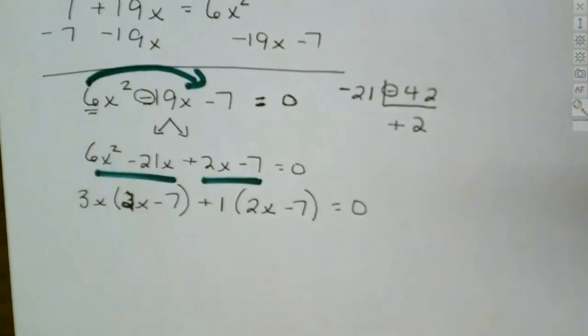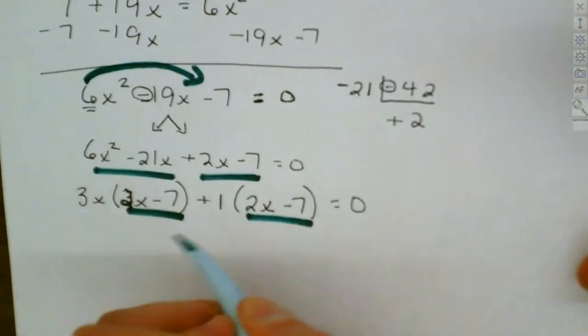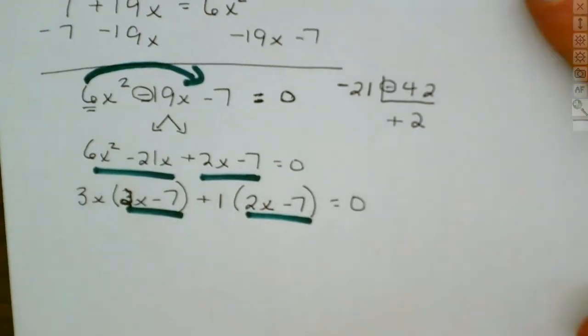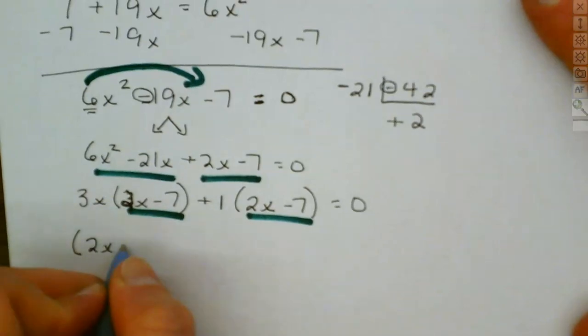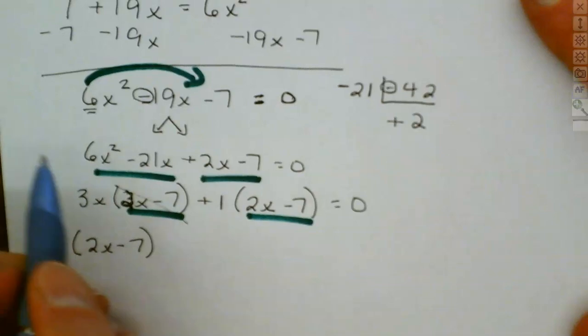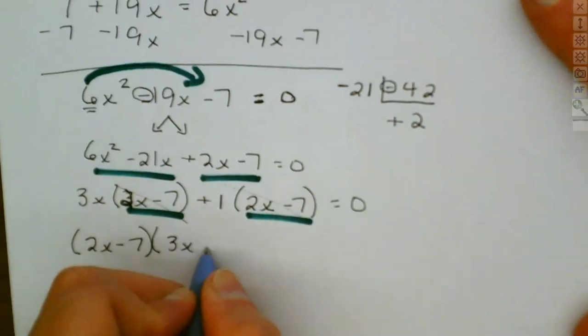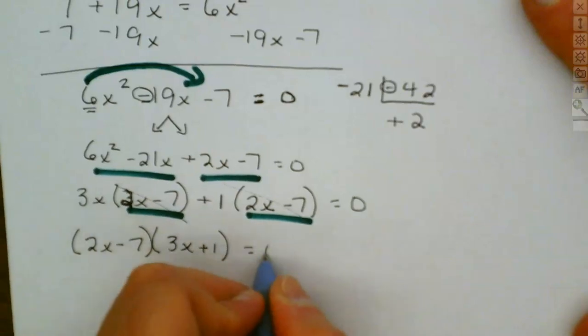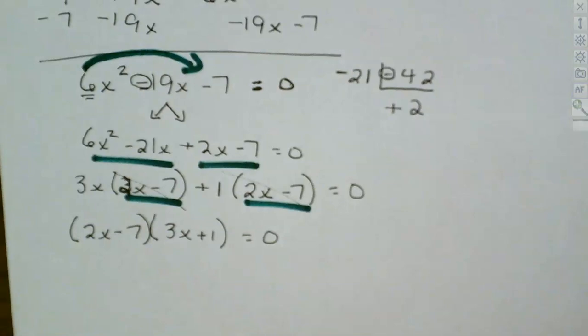Our groupings should be the same. If the groupings are not the same, if the parentheses are different, you made a mistake. These are the same, aren't they? So we know that we're on the right track, and that 2x minus 7 can come out, gone and gone, and what's left over? What's left over is 3x plus 1.